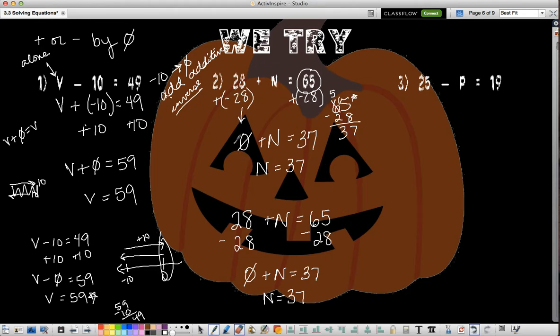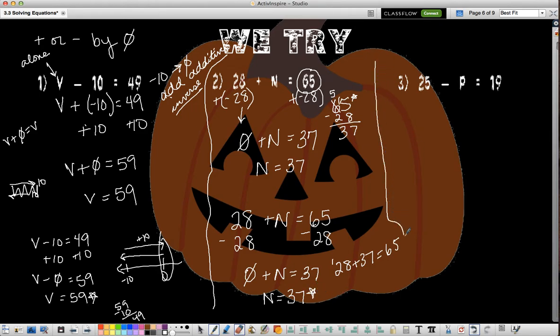But now let's not just say, ooh, I got it, and leave it the way that it is. Let's double check our work and make sure that our answer is correct by putting the number back into the equation. So I have 28 plus 37 equals 65. I have 8 and 5 is 15, carry the 1. 2 and 3 is 5, plus 1 is 6. So I know that n equaling 37 checks out.